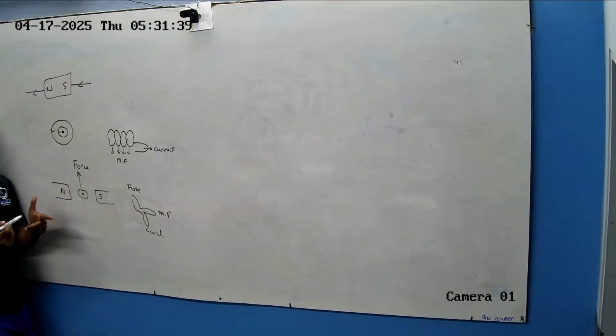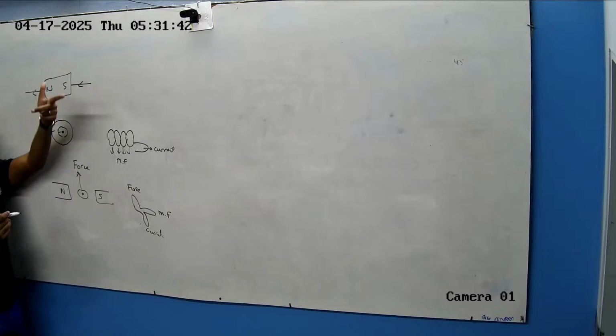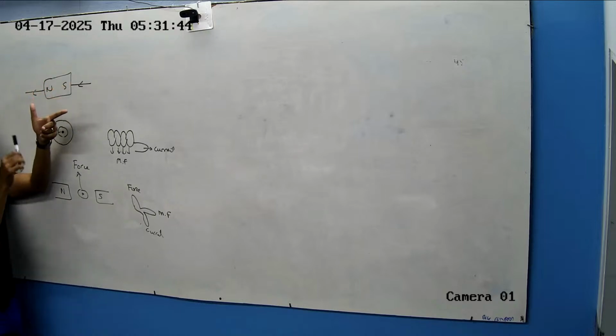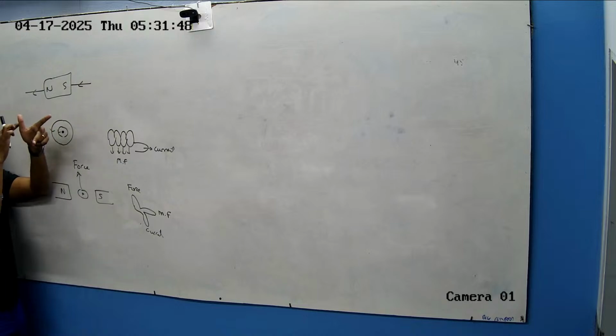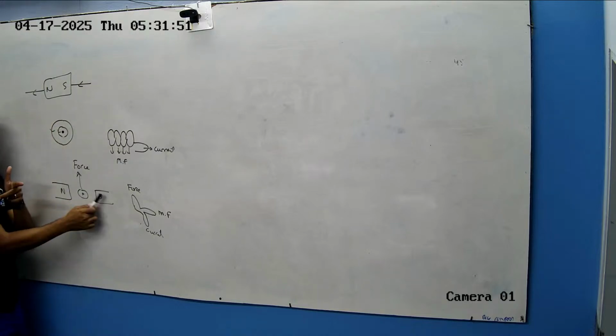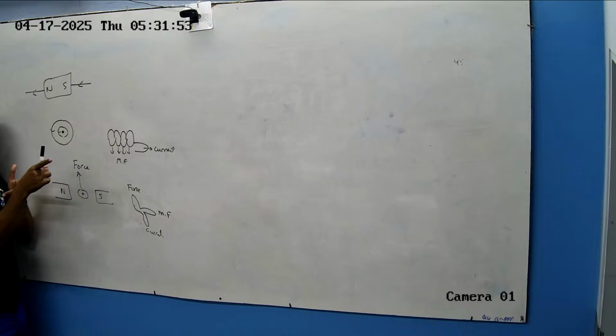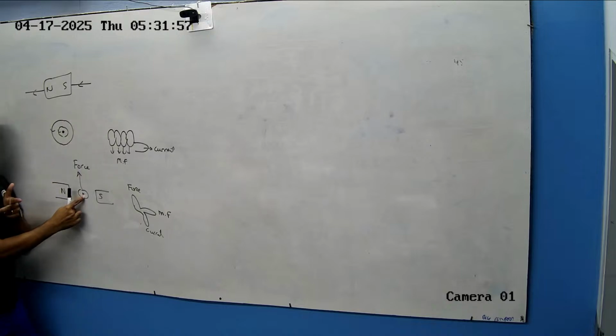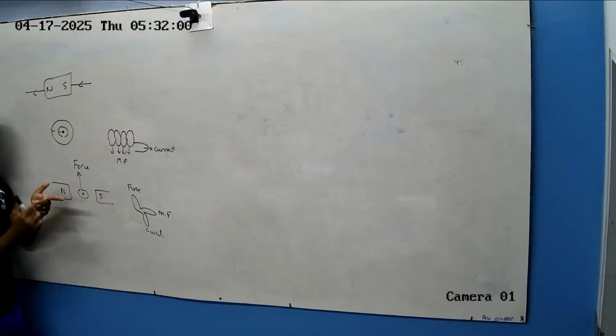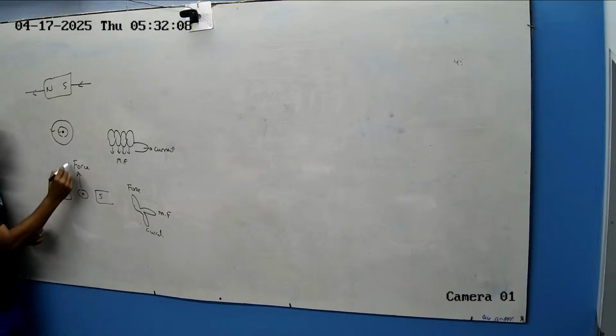So you have your current, magnetic field, force. You're trying to find the force. Magnetic field going north to south, my first finger pointing north to south. Middle finger showing current direction. Dot means out, so my middle finger is pointing out, and the thumb is pointing upwards. So therefore, the force is upwards.